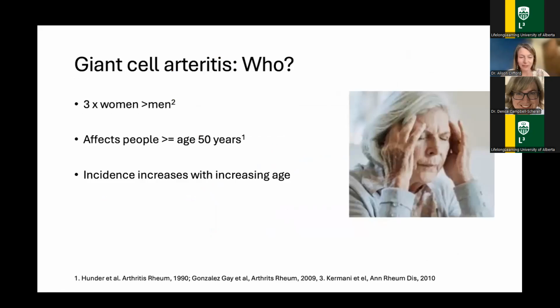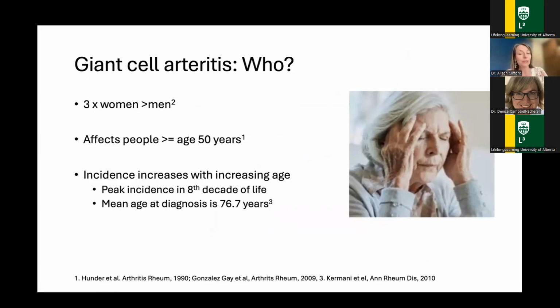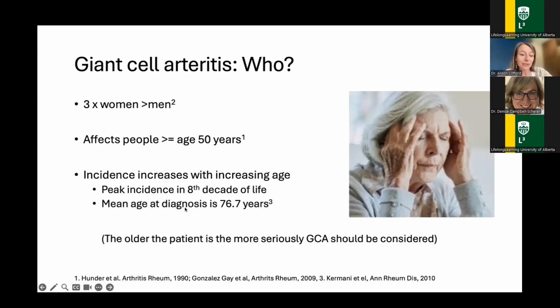So who gets giant cell arteritis? Well, like most of our rheumatic diseases, it's a little bit more heavily weighted towards women than men. And by definition, it is a disease of older people. So patients must be over the age of 50 at the time they develop their symptoms, although incidence does increase progressively with age. And so we know that the peak incidence is around the 8th decade of life, with most people being closer to around 75, 76 years when they're diagnosed. And honestly, when I hear stories about GCA, the older the patient is when they develop their symptoms, the more suspicious this disease becomes to me. So it can happen at 50, but it is uncommon. It's much more common closer to 75, 80.